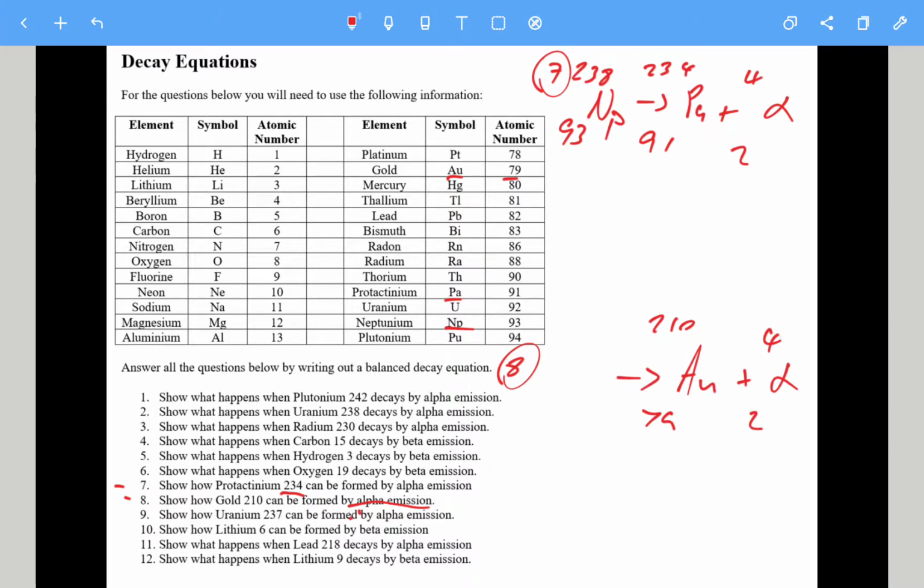Then we just need to work backwards. So 210 plus 4 is 214. 79 plus 2 is 81. And what's got 81 protons? Thallium, Tl.